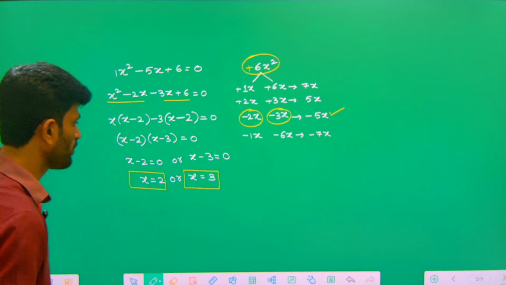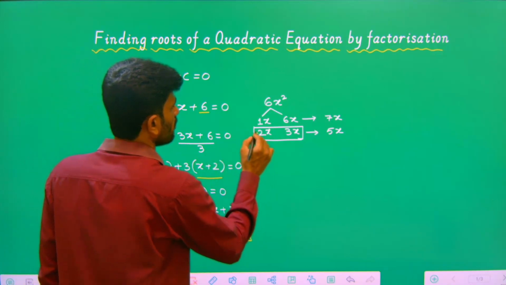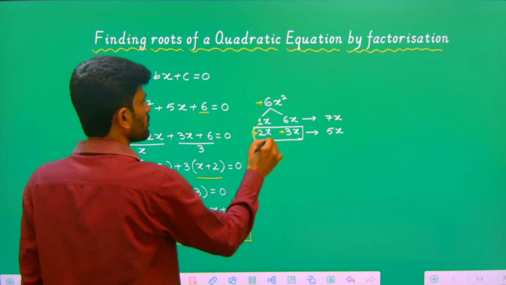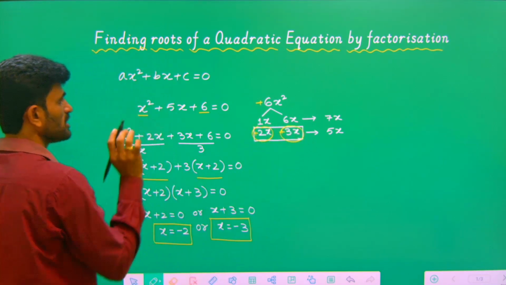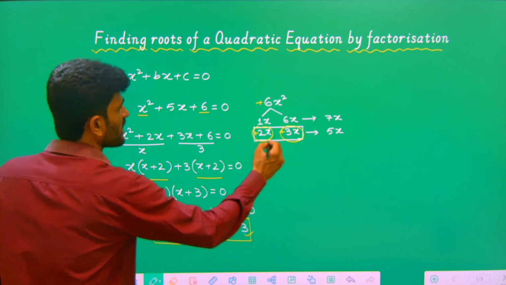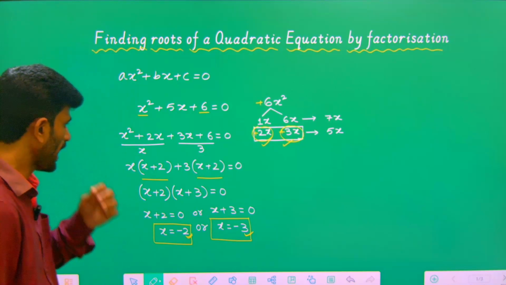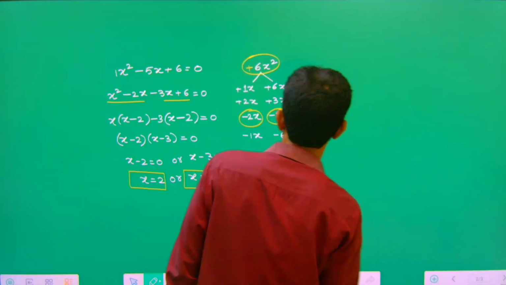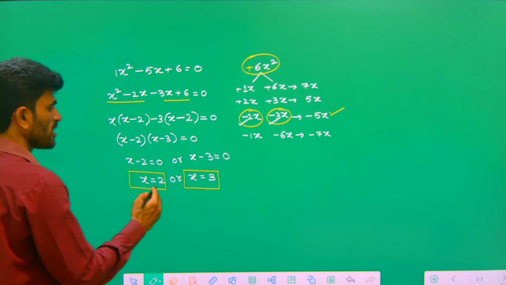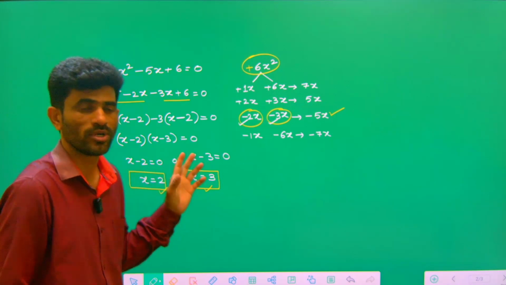In the previous example, you can observe factors are both positive. Product is positive, factors are positive, middle term is positive. We got both the roots negative. Both the factors are positive, both the roots are negative. You can observe this. And in this next example, both the factors are negative, both the roots are positive. You have to notice it, you have to observe it.